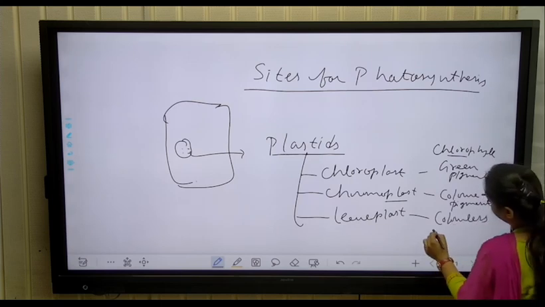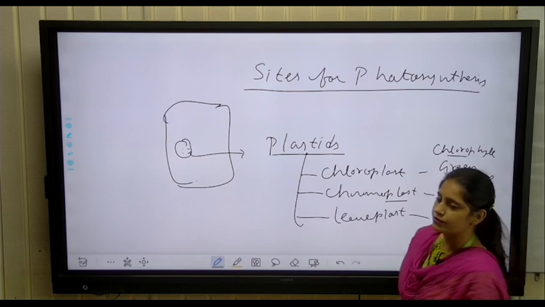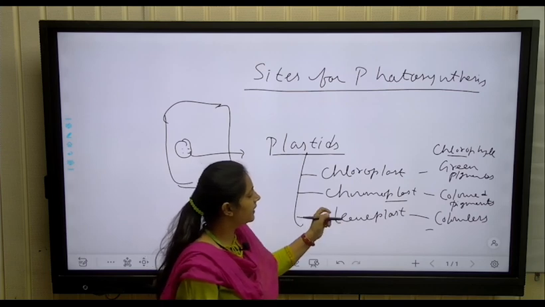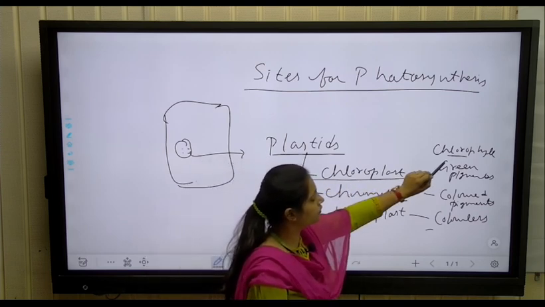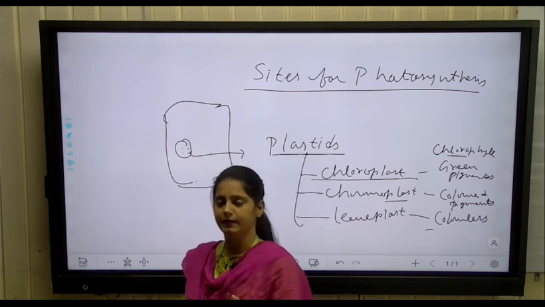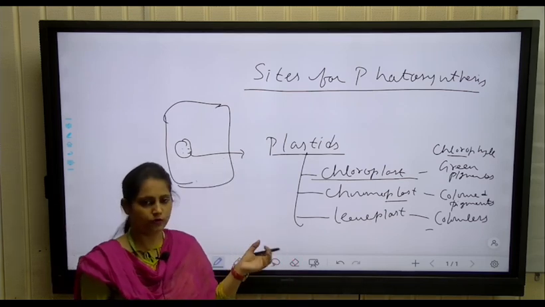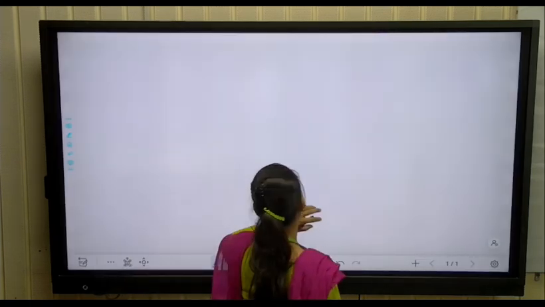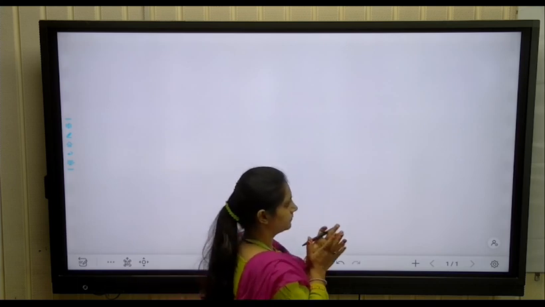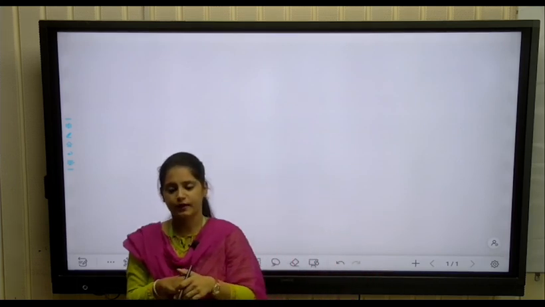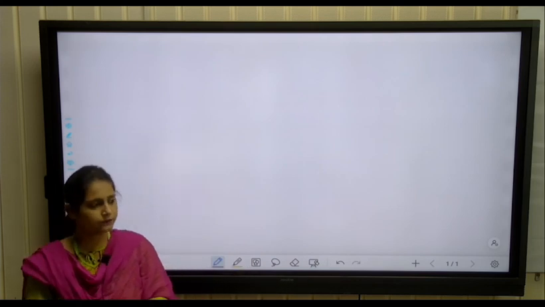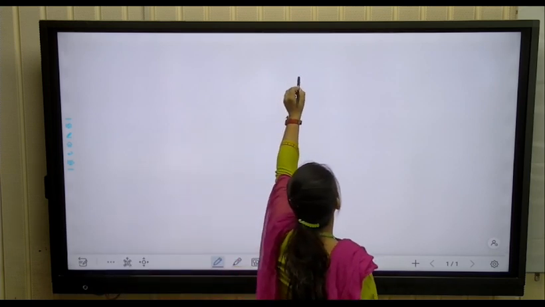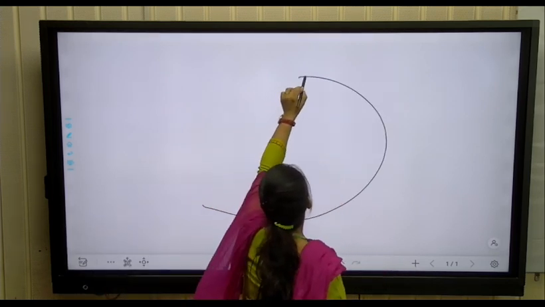They do not contain any pigment, but they are responsible for the storage of lipids, protein and starch. So there are three types of plastids, and the chloroplast, which contains chlorophyll, the green pigment, is mainly responsible for the process of photosynthesis. So we will discuss the chloroplasts and the general structure of chloroplast.